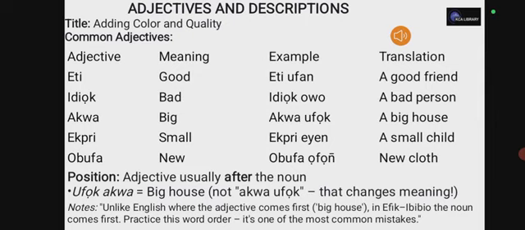Two notes for accuracy. First, tone on adjectives can change their meaning, so learn each one with the noun by listening. Second, when you add possessives, they come after the adjective. Ufok akwe me means my big house, literally house big my.